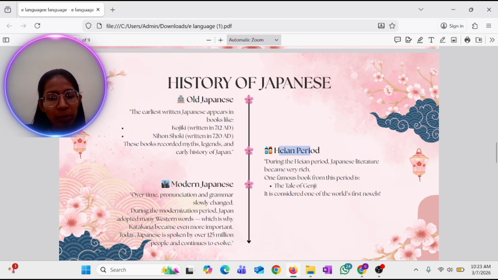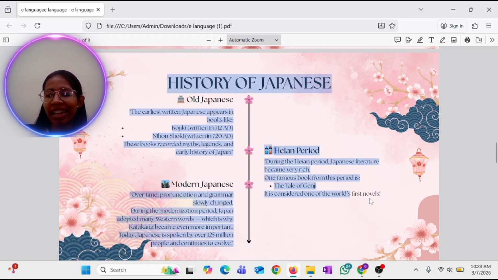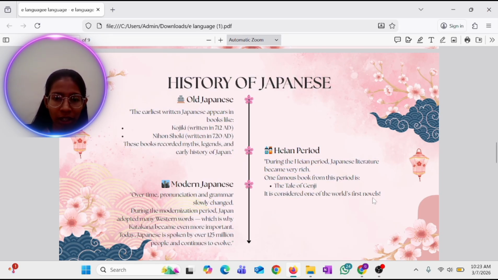Then the second period is the Heian period. During this Heian period, Japanese literature becomes very rich. As you can see, there was a book which became very famous in this period, called the Tales of Genji, and it was considered the world's first novel. Yes, it was considered the world's first novel. And these were the two periods.